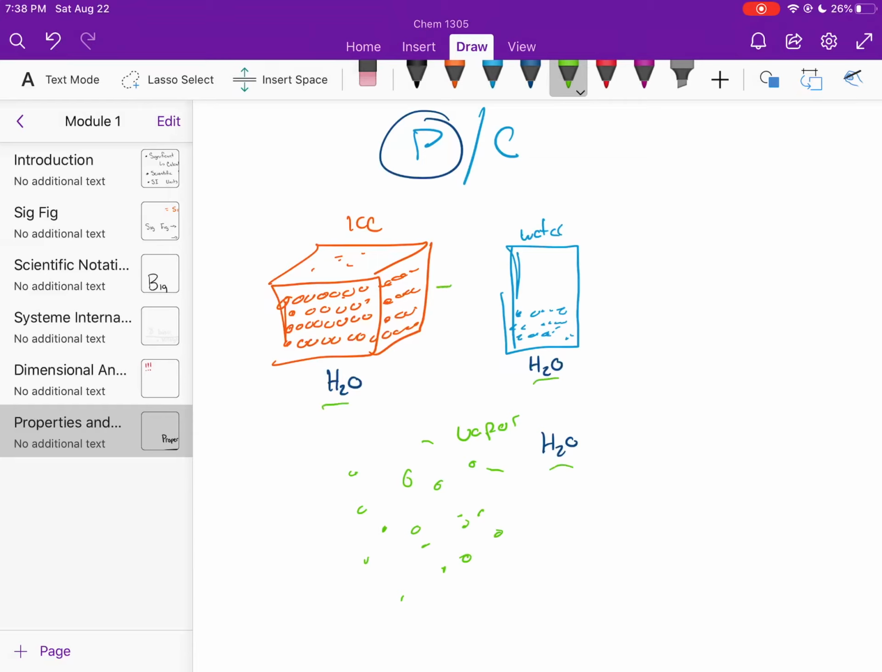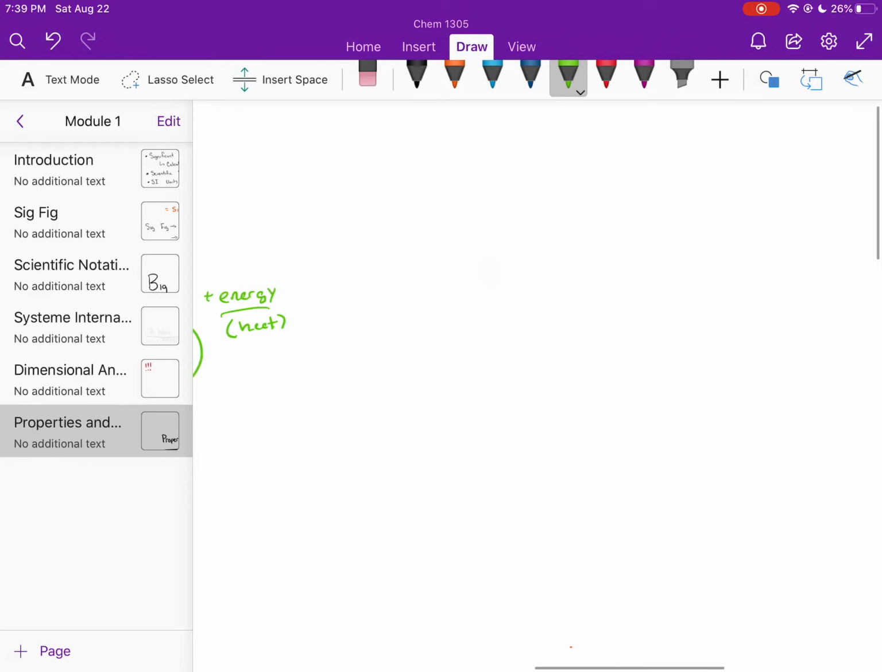So how do you go from ice to water? Well, you heat it up, or you add energy in the form of heat. Same thing with water to gas, right? Plus energy in the form of heat, right? And because these are just changing between different forms of the same thing, by adding heat or taking away heat, these are physical properties and physical changes.